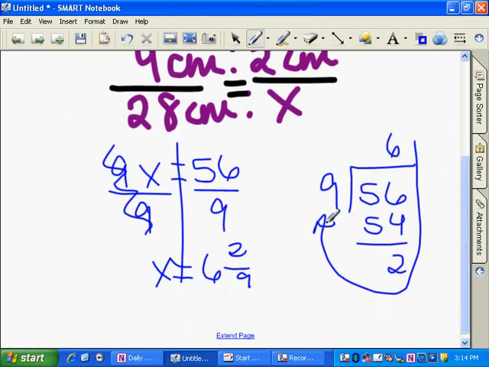If the directions aren't specific about a fraction or a decimal, you can give it either way. So as a fraction, this is 6 2/9. As a decimal, it would be 6.2 repeating, or you could round it to the nearest hundredth. It would be 6.22. It just depends on your preference, unless, like I said, the directions are specific otherwise, okay?